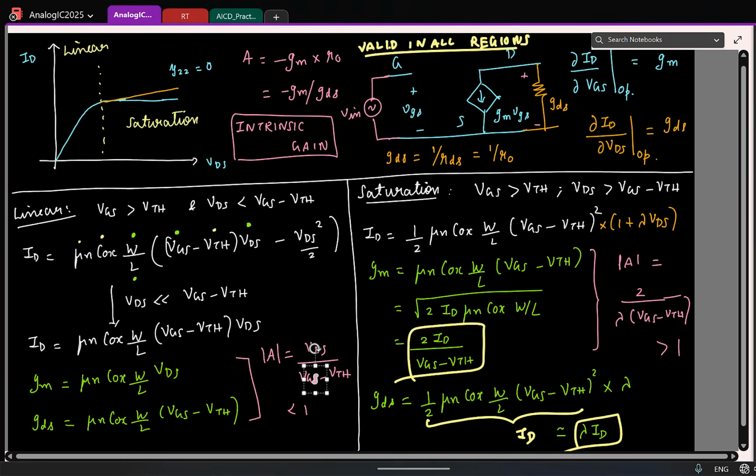Okay, cool. Now of course we have seen linear and saturation. It turns out there is another region. What is that? Cut off. And if the transistor is cut off, which means it is not conducting, and for that the operating point VGS is less than VTH, and in this case the current is 0. So as analog designers, this is not something that you want.